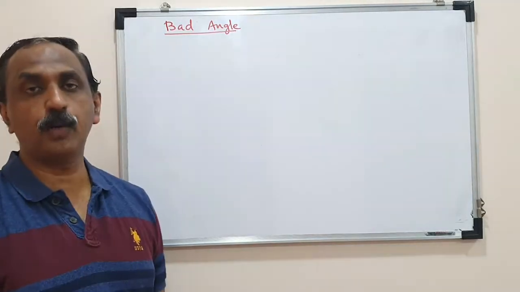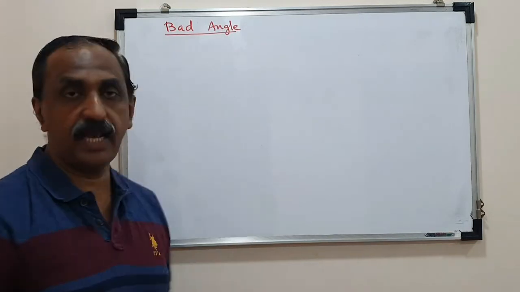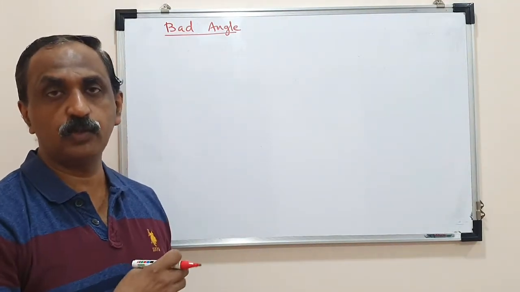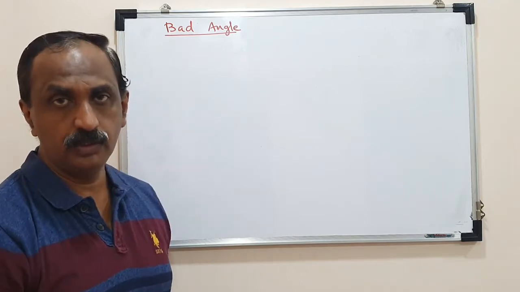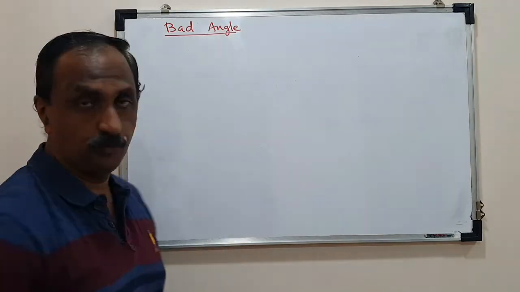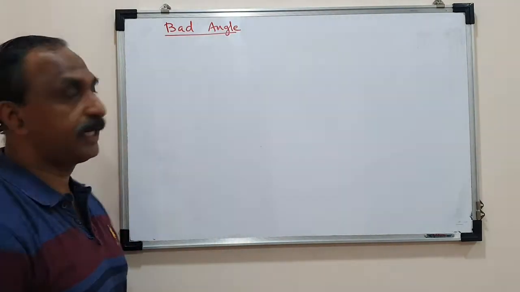Now the next kind of problem, I'm going to call them bad angle. Just to recognize, I've given a name for it. Like previously I told you, when a function is having a power, what to do. Then I told you exponential functions, power is there, what to do. Now I'm going to teach you when the angle is bad. What is good angle and bad angle?